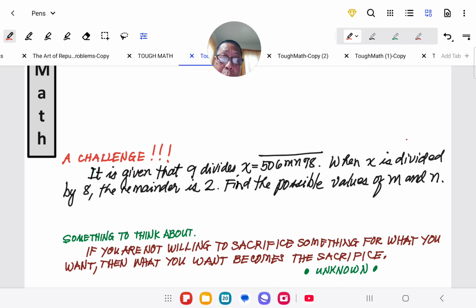And think about this. If you are not willing to sacrifice something for what you want, then what you want becomes the sacrifice. The author of this statement is unknown, or the one who spoke about this is unknown.